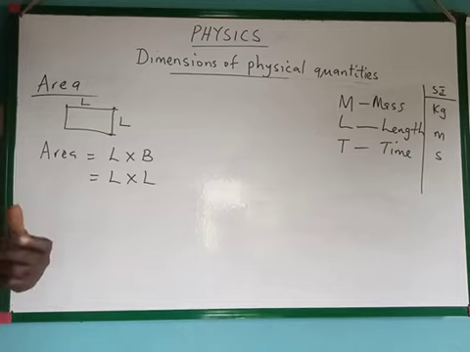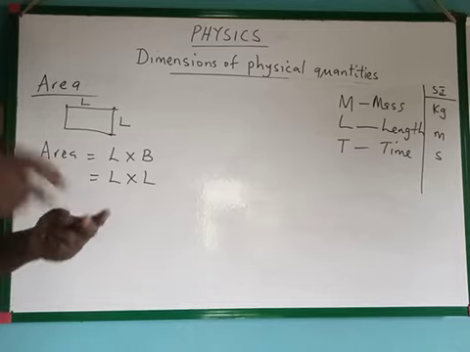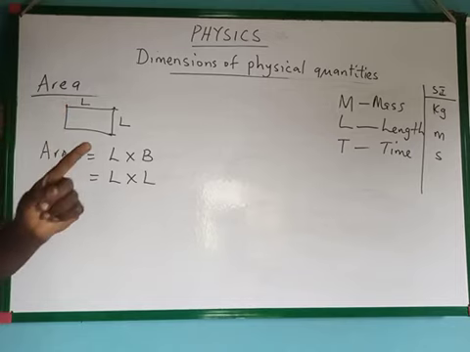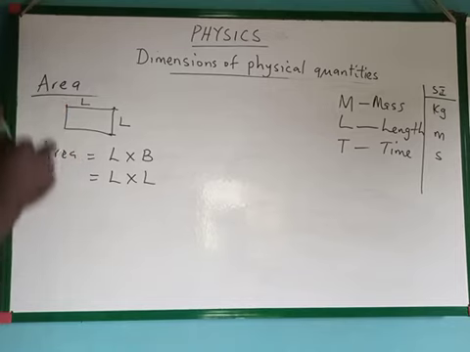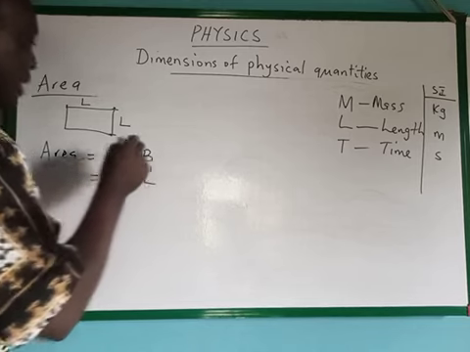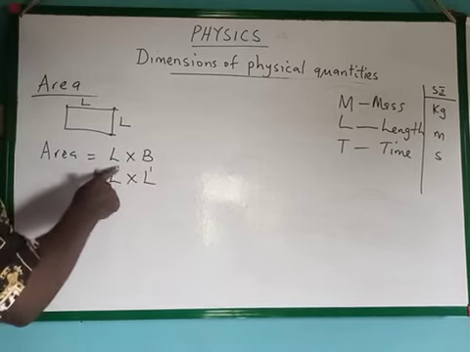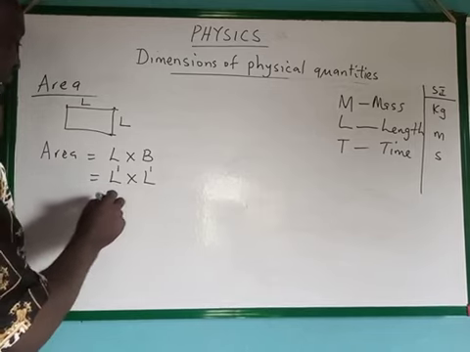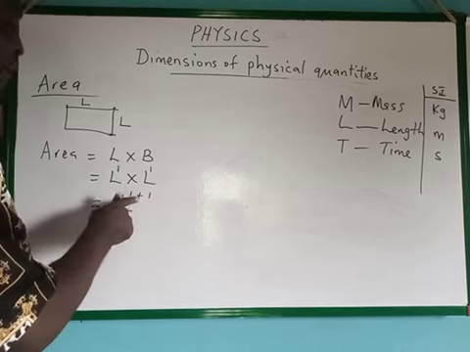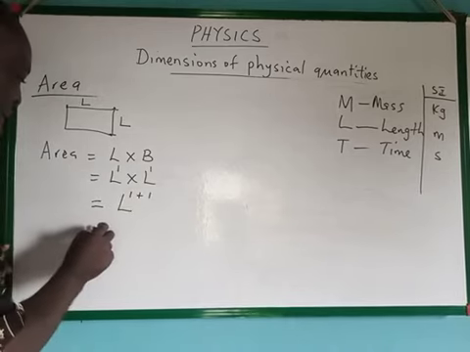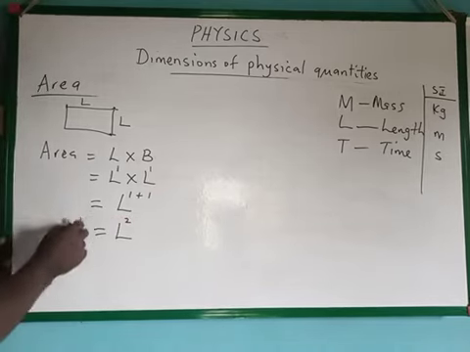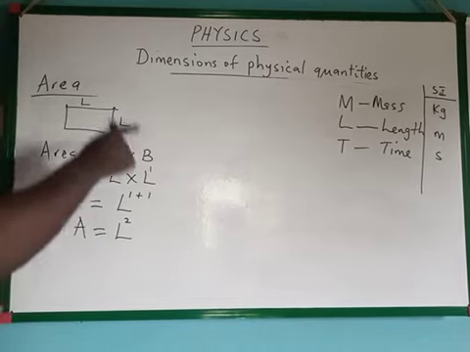Recall our laws of indices. We said the product law, that when two variables or two numbers are the same, what do you do? You pick one and add their powers. Look at it. This length is L raised to power 1. This is also L raised to power 1, because this is 1L, 1L. From the law of indices, we said pick one and add their powers. L raised to power 1 plus 1. So it now means L raised to power 2. So the dimension of area is L raised to the power of 2.